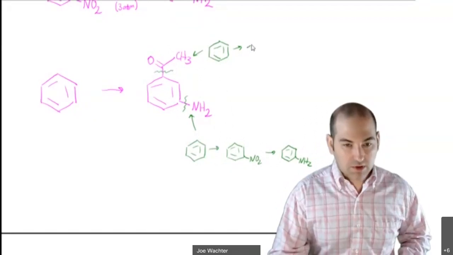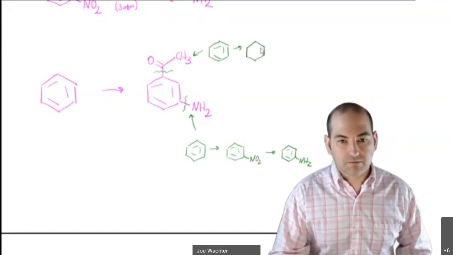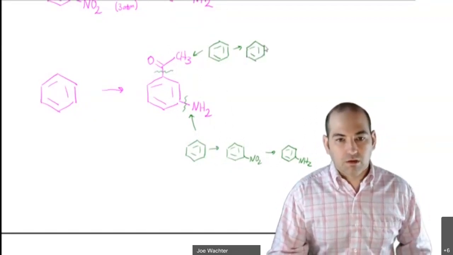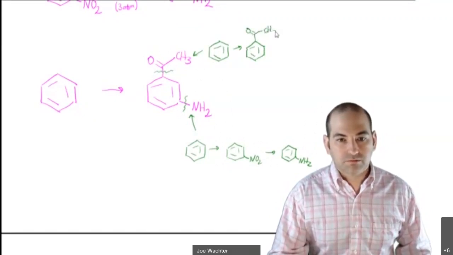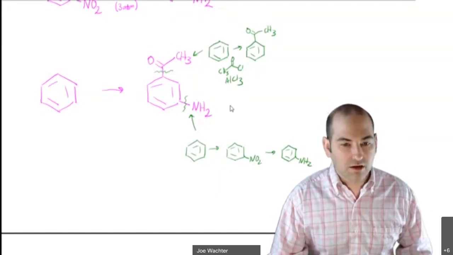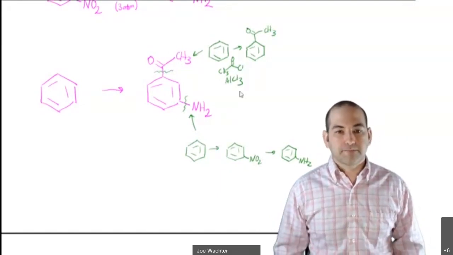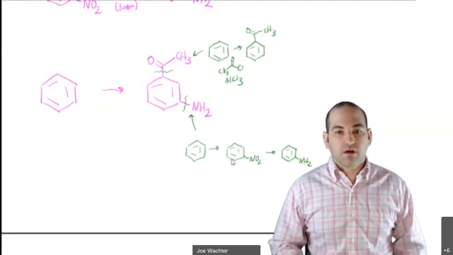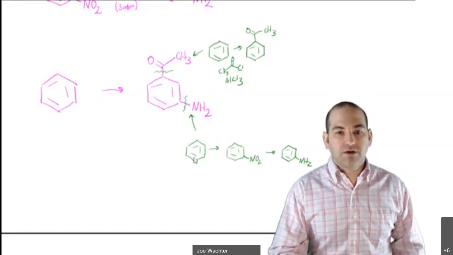We can take benzene, and we can acylate it using an acyl chloride and the aluminum catalyst. So that's how we do that.